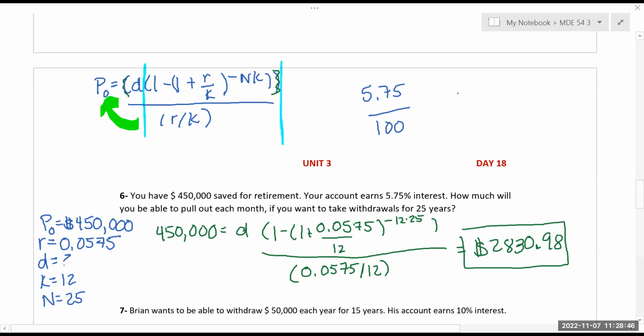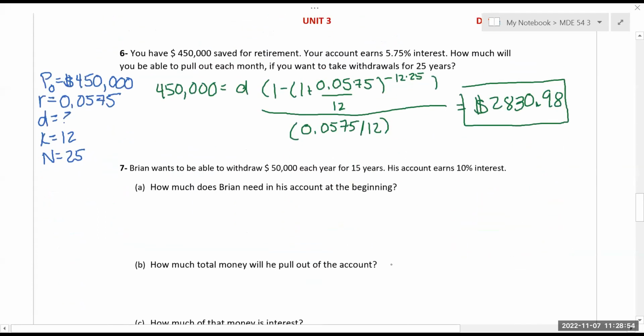Okay. So then we're going to work this another way. The next person, Brian, wants to withdraw 50,000 a year for 15 years, and an account earns 10% interest. So what does he need to start with? This one is asking, what's the P0 going to be? How much do I need to have in there to get that money out? So my D is 50,000. My K is 1. My N is 15. And my R is 0.10.